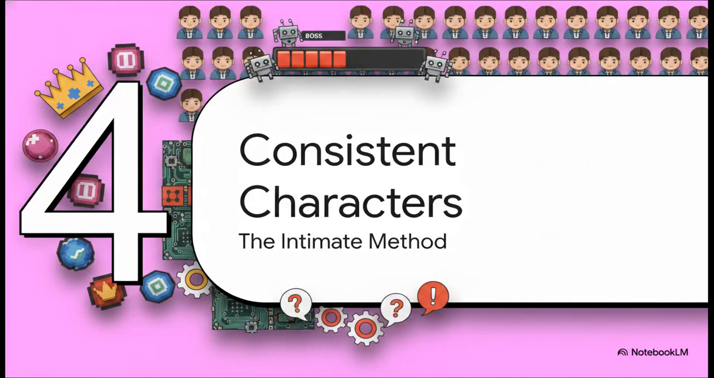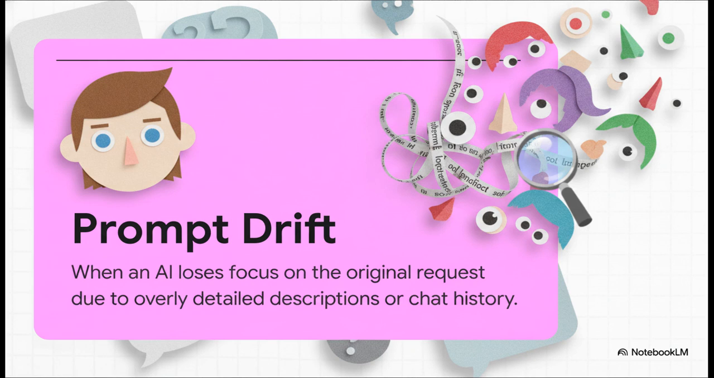Okay, section 4. This is the big one. Creating consistent AI characters using the AI but make it intimate method. We are now entering what pretty much everyone considers the ultimate boss battle in AI art, keeping the exact same character face and outfit across multiple different images.